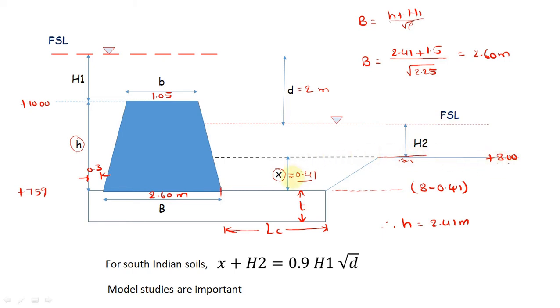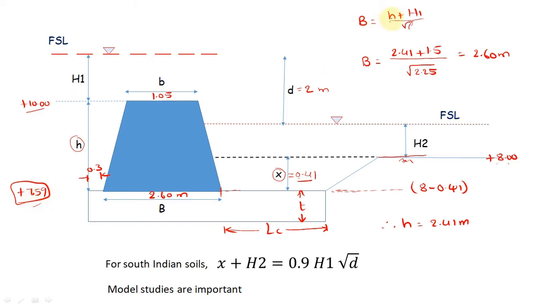So if you subtract this 0.41 from 8, then you will get the bottom level of the drop wall. So it is 8 minus 0.41, so it is plus 7.59. Here you can see plus 7.59. So now you can calculate the height of the drop wall, 10 minus 7.59.